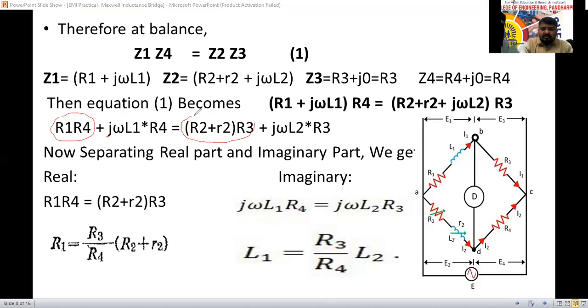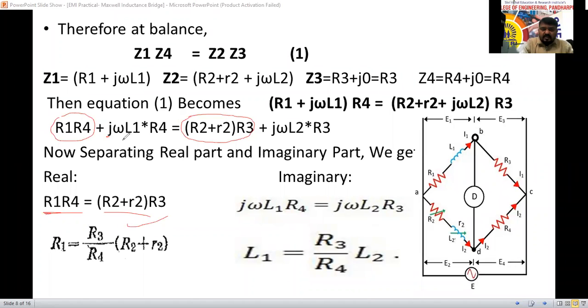No complex term is there here. So R1 R4 equals R2 plus R2 into R3, we have to write here. R1 R4 equals R2 plus R2 into R3. Substitute here now. What is the unknown resistance? R1 here. So R1 equals R2 plus R2 into R3 divided by R4. We have got the formula.